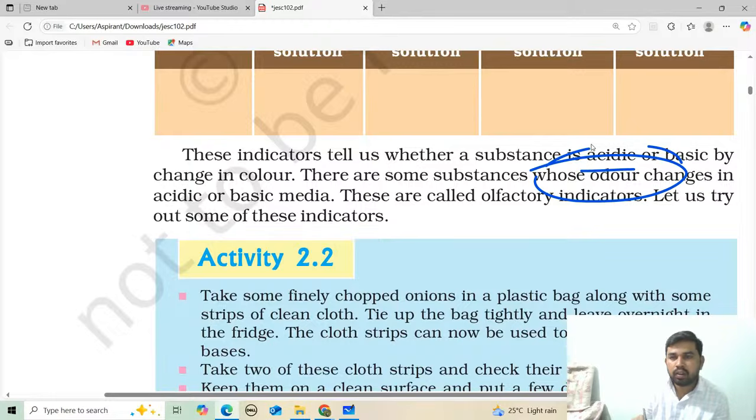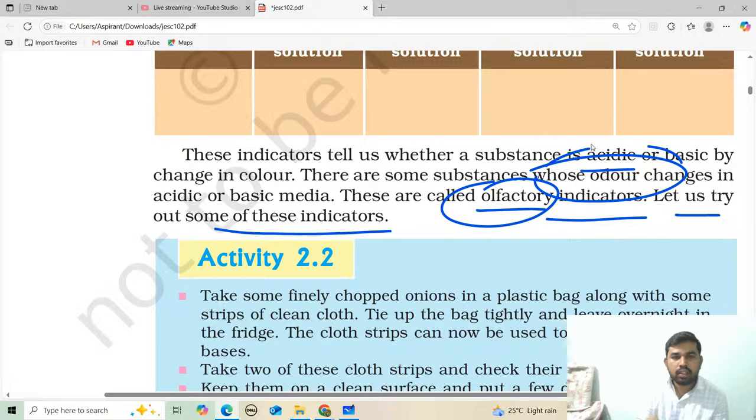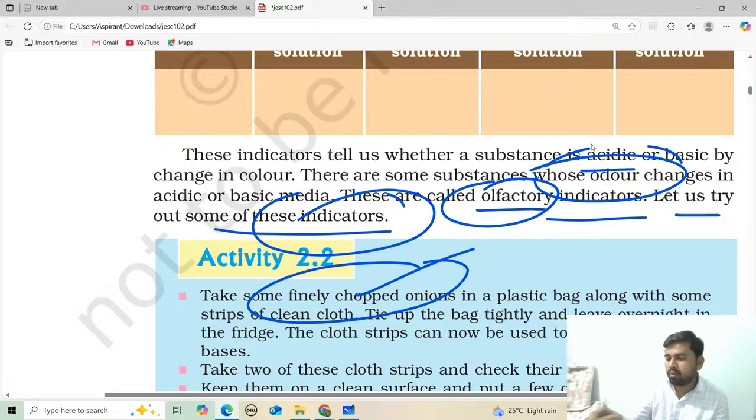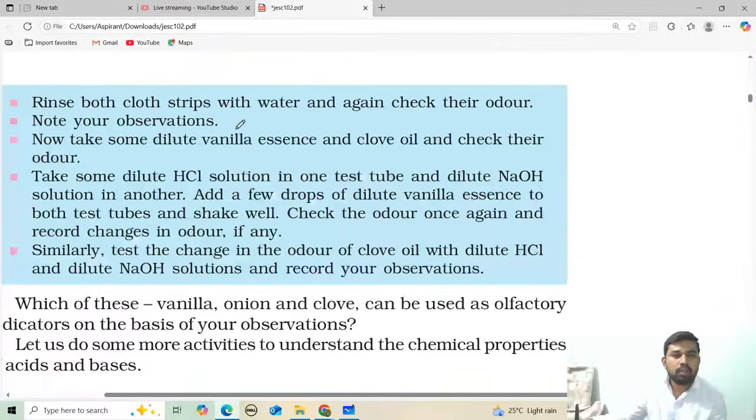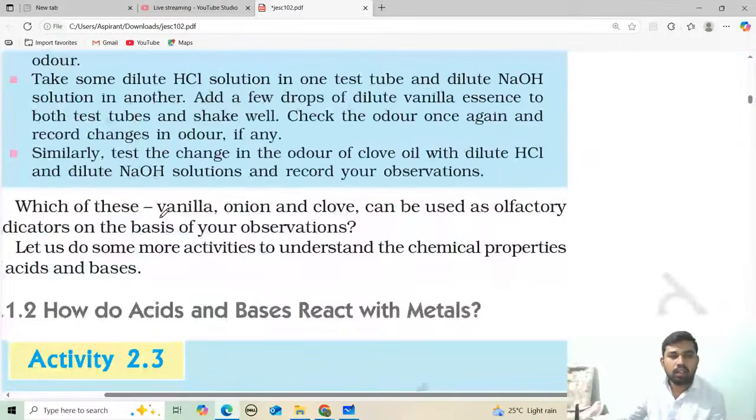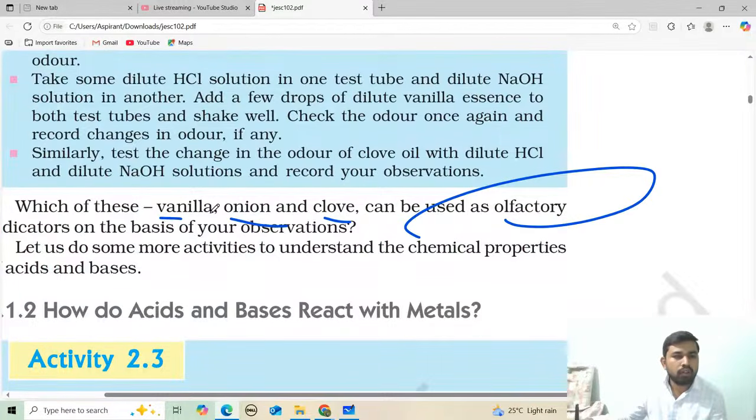Again, they have something called olfactory indicators. Let us try out these indicators. Take plenty of chopped onions. They are talking about olfactory indicators here. Then they give vanilla, onion, and clove, and these are called olfactory indicators.